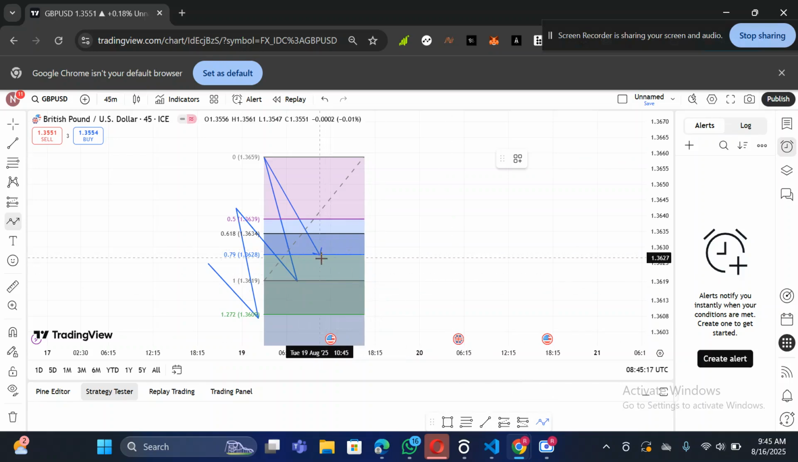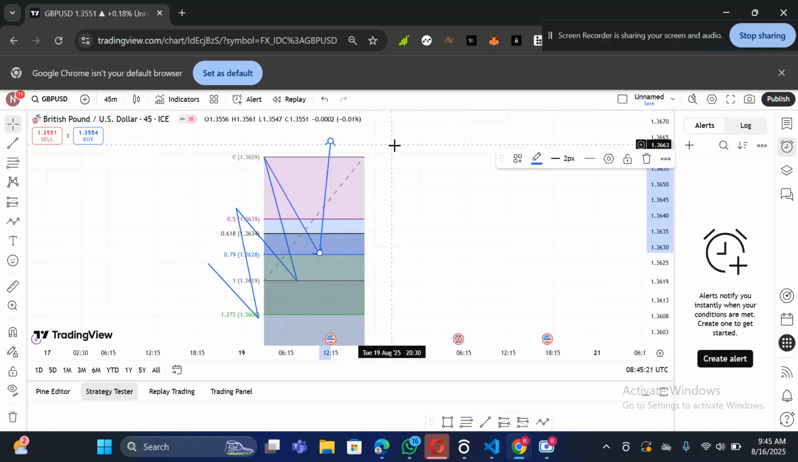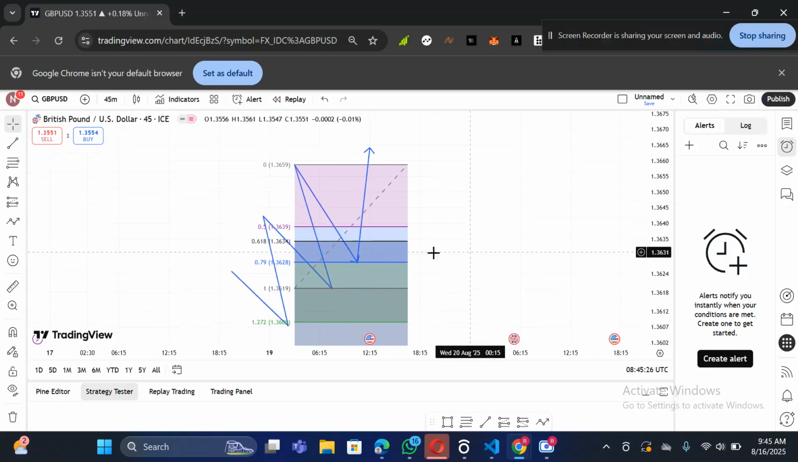You understand? So this fib retracement is going to help you look out for where to take the next opportunity of that retracement, to take out that buy trade or that sell trade in the other direction, getting the next break of structure around this point.